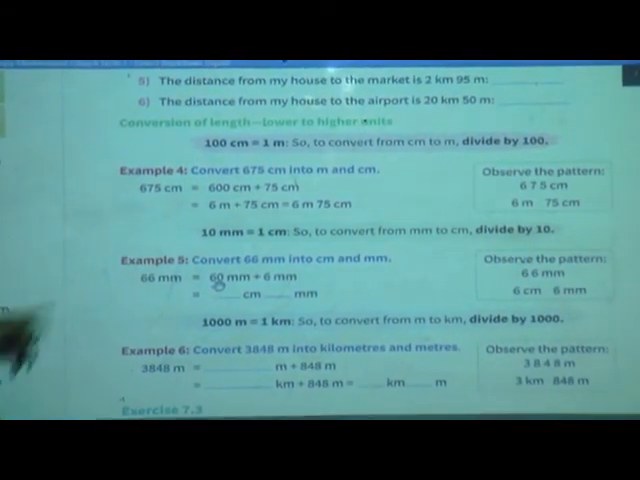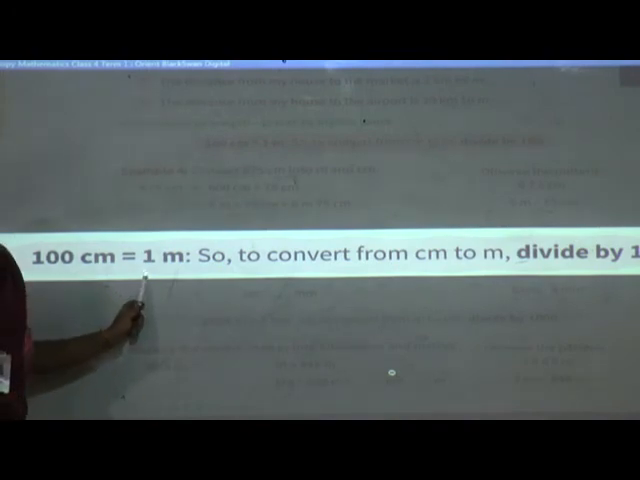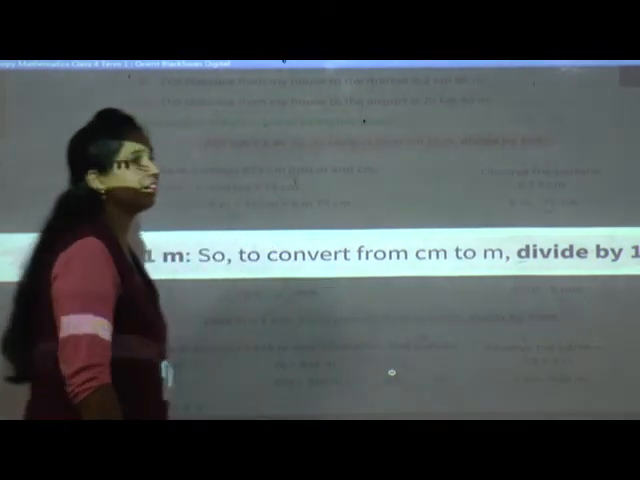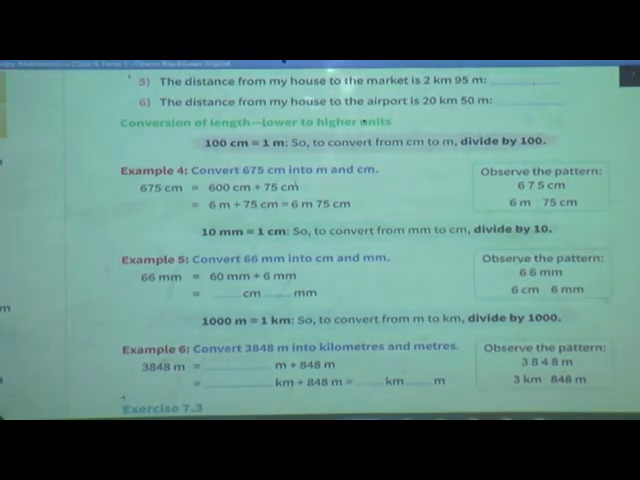Now let us see. Okay, first one, 100 centimeter is equal to 1 meter. So to convert from centimeter to meter, divide by 100, exactly reverse. We have seen in conversion of length higher to lower, 1 meter is equal to 100 centimeter. To convert meter to centimeter, we multiplied by 100. Now to convert centimeter to meter, we have to divide by 100. See, only this much difference is there. So here we will solve the examples.